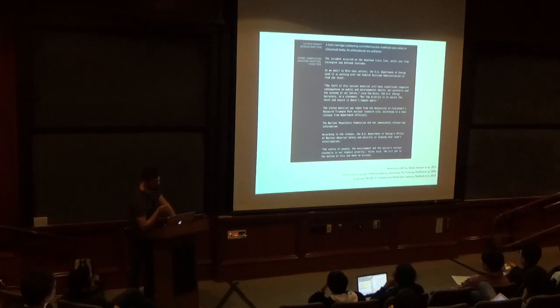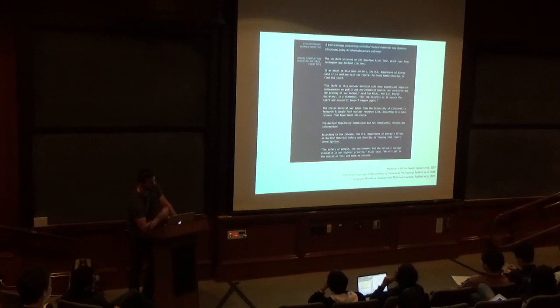The incident occurred in the downtown train line, which runs from Covington and Ashland stations. In an email to Ohio news outlets, the U.S. Department of Energy said it's working with the Federal Railroad Administration to find the thief. The theft of this nuclear material will have significant negative consequences on public and environmental health, our workforce, and the economy of our nation, said Tom Hicks, the U.S. Energy Secretary, in a statement. Our top priority is to secure the theft and ensure it doesn't happen again.